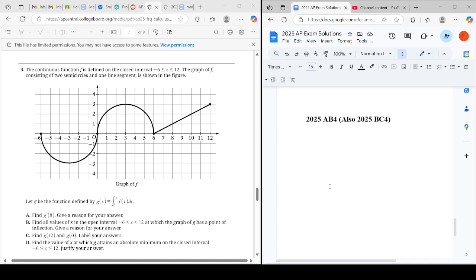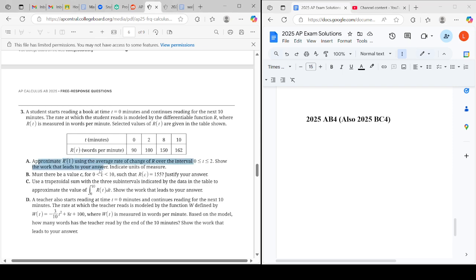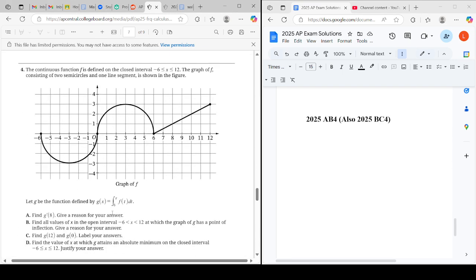Earlier in FRQ3, we had the 2025 edition of the table question where you were supposed to use this table to approximate the derivative, the Riemann sum, and a bunch of stuff. And this time, we have the 2025 edition of the graph analysis question.